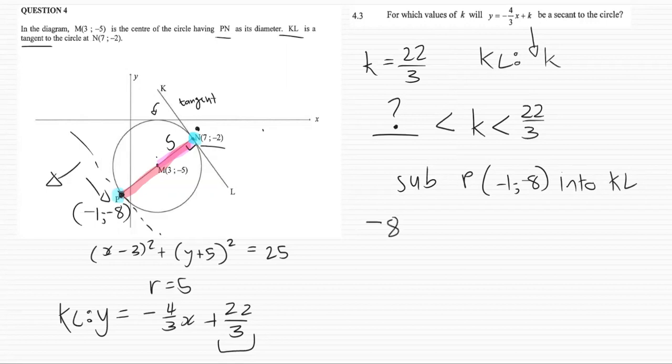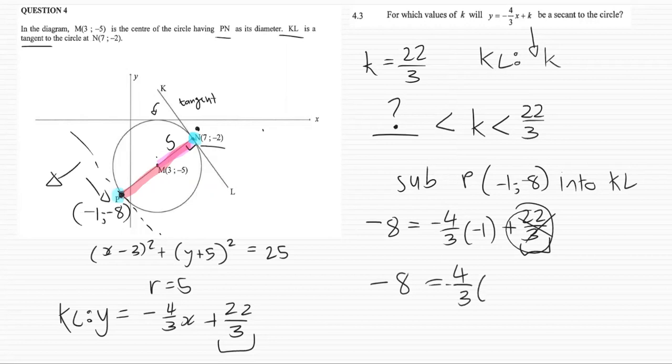Okay, so -8 is equal to -4/3 times -1 plus 22/3. What's wrong with this? Something's wrong with this. What are we actually looking for? There's no unknowns. We want k. So no, it's not going to be 22/3 anymore. It's going to be an unknown k value that we're trying to solve for. Okay. -4/3 times -1 is just 4/3. -8.